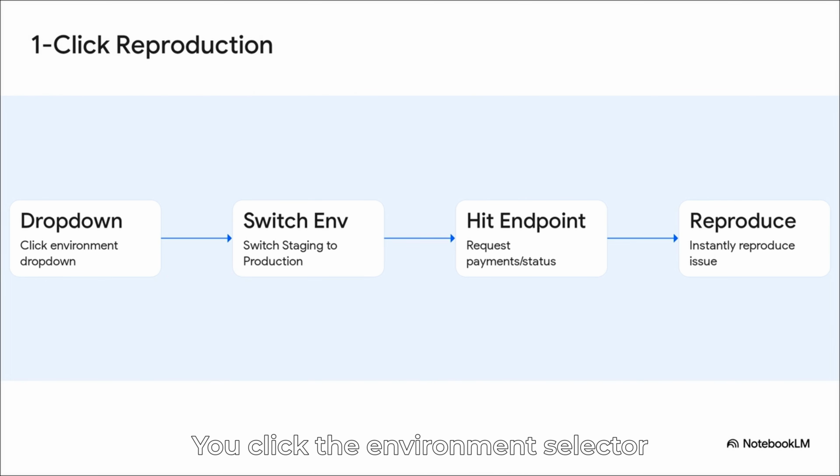You click the environment selector in the top right, you switch from staging to production, and instantly every single variable in your public workspace updates. You open your sample REST API collection, hit the dynamic base URL payment status endpoint, and fire the request. Boom! You've instantly reproduced the failure with real data, perfectly mimicking the customer's exact context without breaking a sweat. No way you could do that so fast manually.